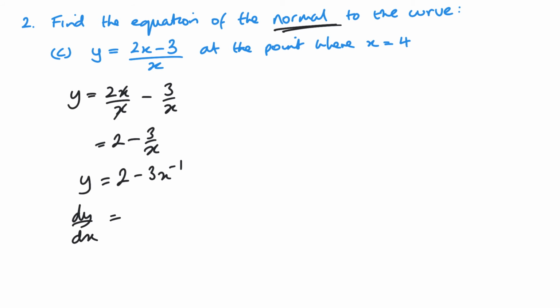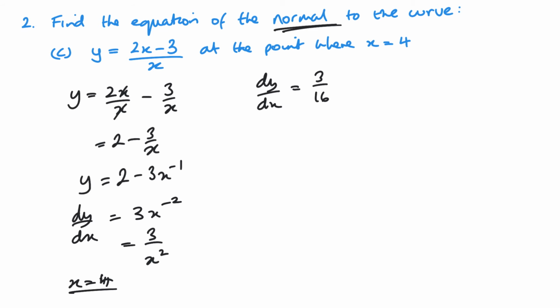So this is going to give me minus 1 times minus 3 is 3x to the minus 2, or 3 over x squared. And I need to substitute x equals 4 into here. So that is going to give me dy by dx equaling 3 over 16. Now, we've got the x coordinate, we don't have the y coordinate. So let's also work that out. So it's 2 lots of 4 minus 3 over 4. So 8 minus 3 is 5. So it's 5 over 4.